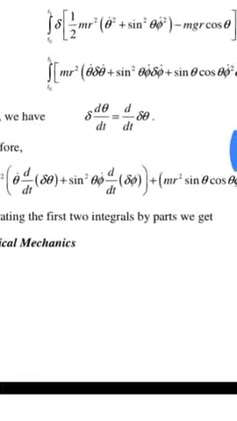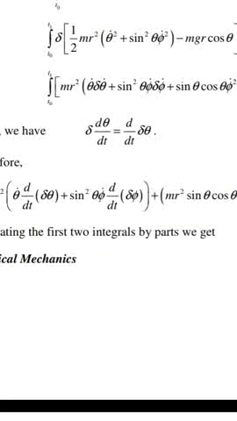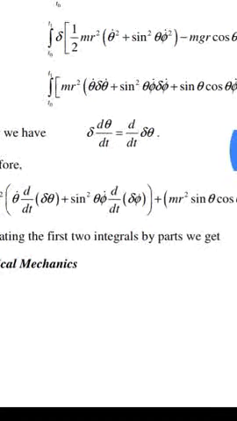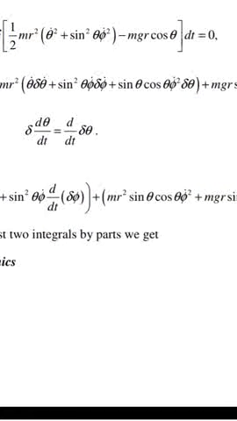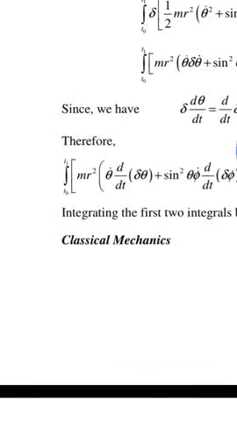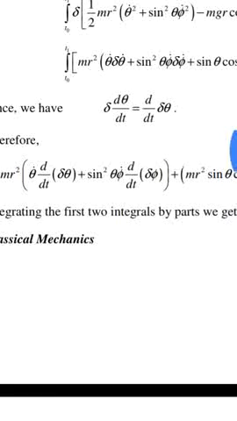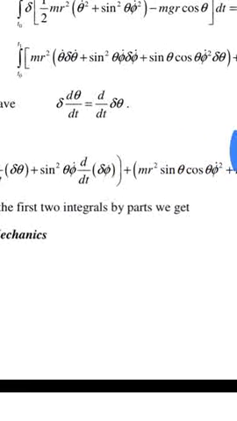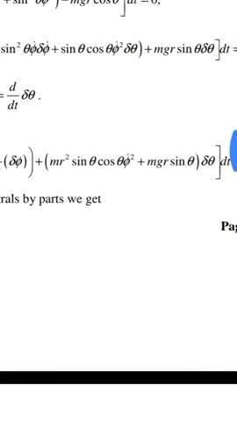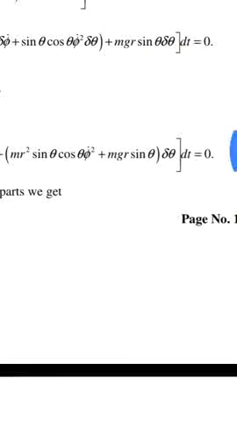Integral from t naught to t1 m r square theta dot delta theta dot plus sin square theta phi dot delta phi dot plus sin theta cos theta phi dot square delta theta plus m g r sin theta delta theta dt is equal to 0. Since delta of d theta by dt is equal to d by dt of delta theta, therefore integral from t naught to t1 m r square theta dot d by dt of delta theta plus sin square theta phi dot d by dt of delta phi plus m r square sin theta cos theta phi dot square plus m g r sin theta delta theta dt is equal to 0.